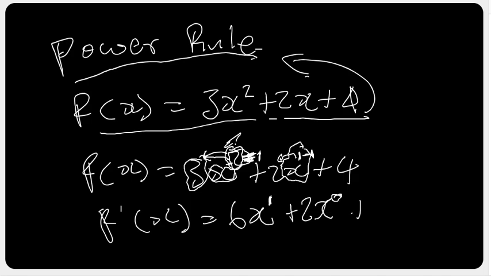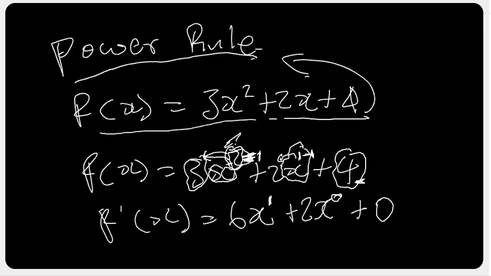And then the derivative of any constant. A constant is a number that doesn't have a variable next to it, a number that doesn't have a letter next to it. That is a constant. So the derivative of a constant is 0. So here we're going to write 0.